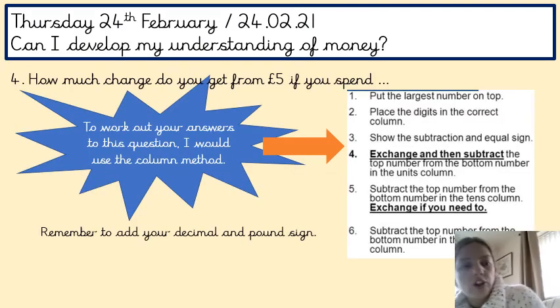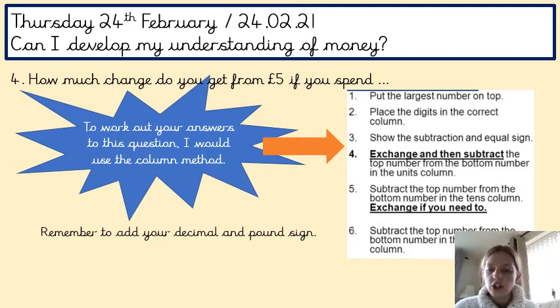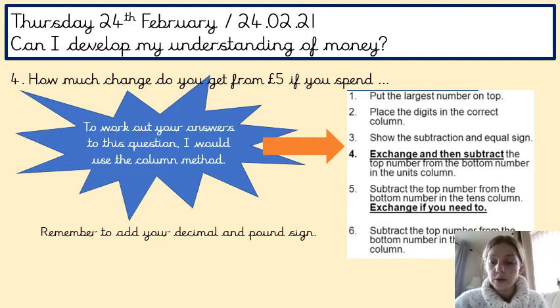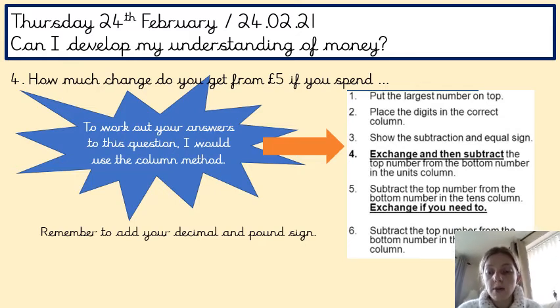So moving on to question 4. How much change do you get from £5 if you spend? Now I don't have the values on my screen, but I do have the steps that you need to take in order to work out your answer. We have used the column method before, during lockdown, before Christmas. You do know how to do column calculations, so I recommend that you use a column method for this question to help you.